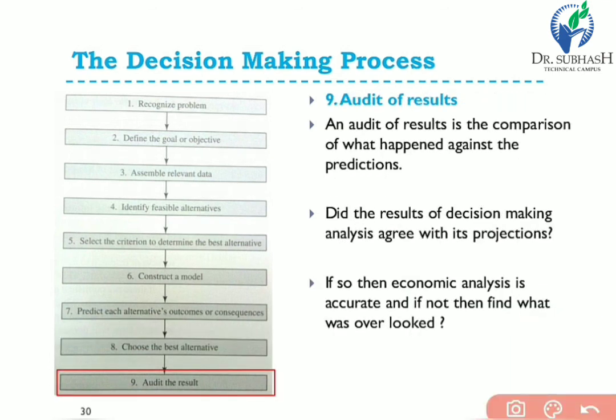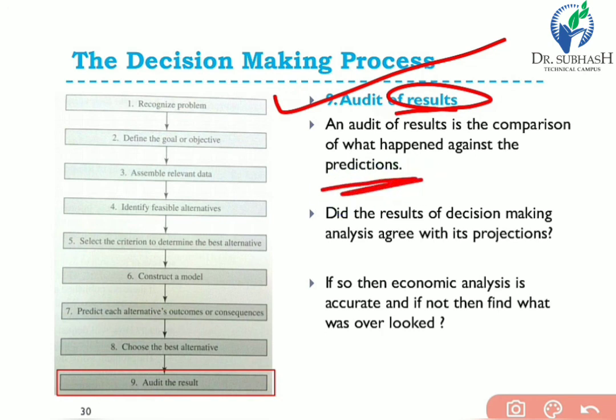And 9.1, the final step of the decision making process, is audit of the result. The audit of the result is a comparison of what happens against the prediction. If we choose that one option, then what happens if we do it? Did the results of the decision making analysis agree with the projections? If so, then the economic analysis is accurate, and if not, then find what was overlooked.